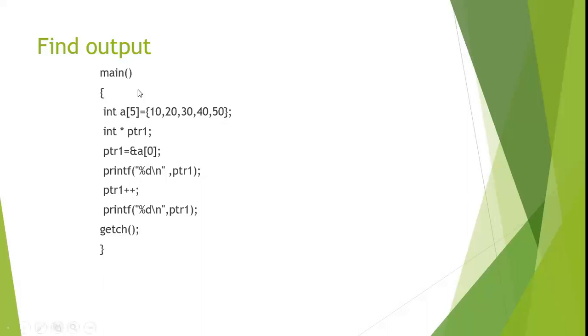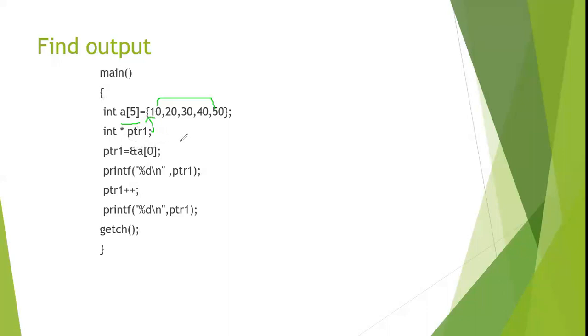Anybody who can tell me what will be the output in this case? I'm having an array which is of size 5. The values of the array are 10, 20, 30, 40, 50, right? And then I say PTR1. So PTR is pointing to this array. PTR1 is equal to ampersand A.